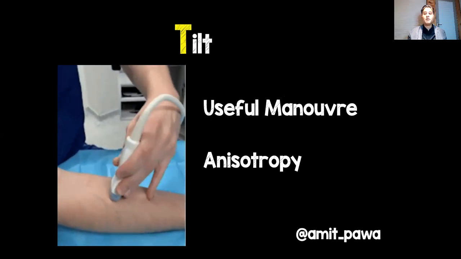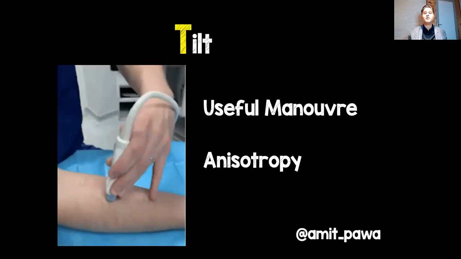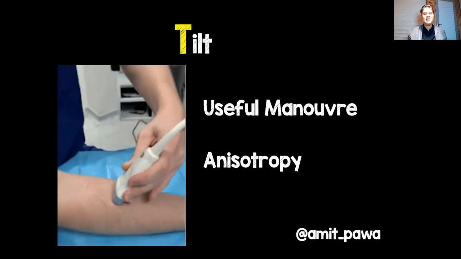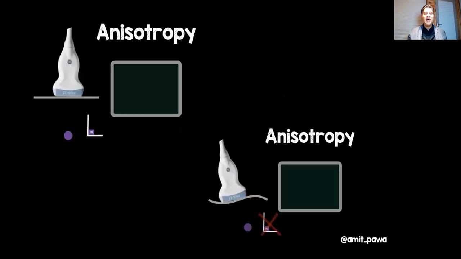of that ultrasound beam. And the reason that's useful is because of this whole concept of anisotropy. What do I mean by that? Well, if the ultrasound beam hits the target of interest at 90 degrees, all of the beams get reflected back, and you get a lovely clear image. If, however, your ultrasound beam does not hit the target of interest at 90 degrees, the angle of incidence equals the angle of reflection.